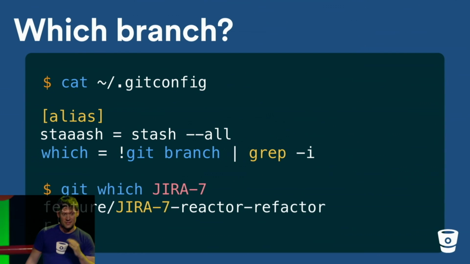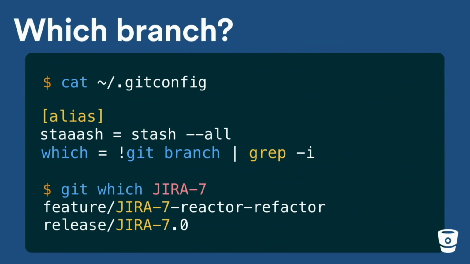Now Git's aliasing system supports parameters. So anything that you tack onto the end of your alias invocation gets passed to the underlying alias command string. So for example, if I was looking for a branch related to a Jira issue that I'm working on, I could use this to try and track down that branch.